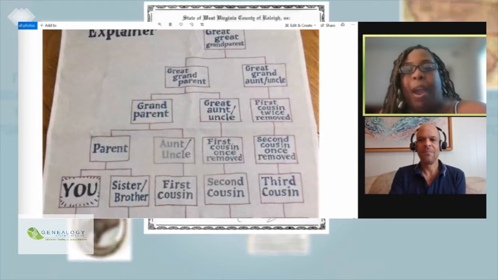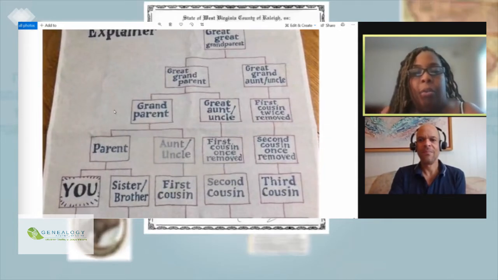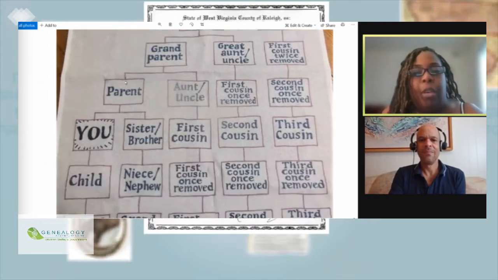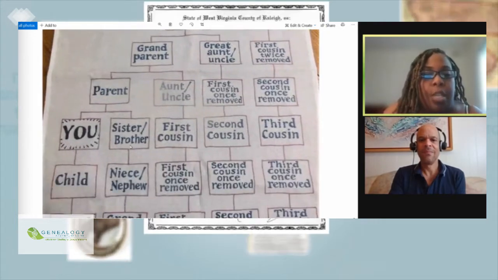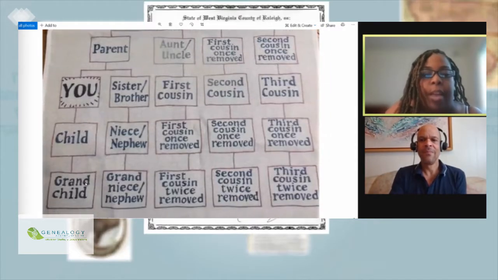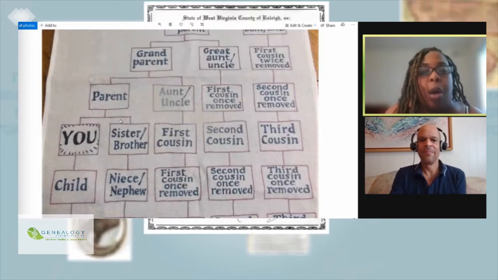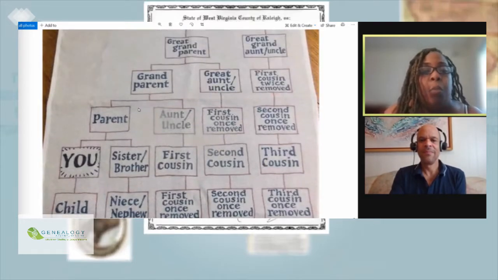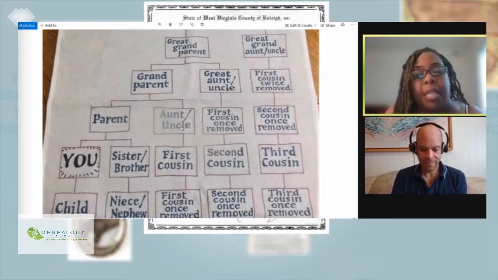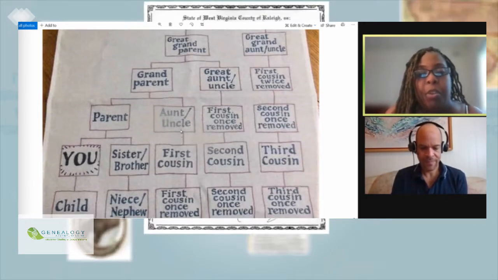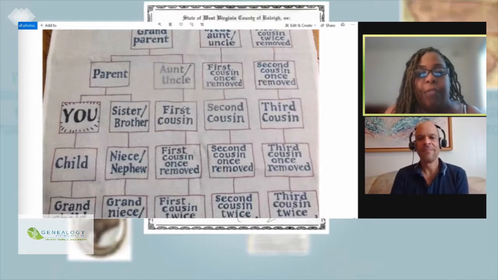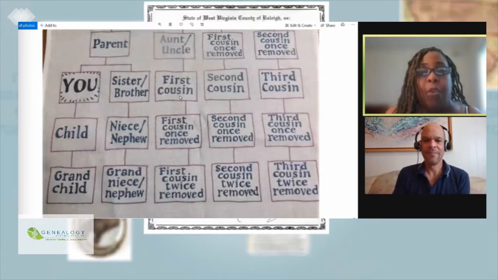This right here, showing the grandparents first, this is you, sister, brother, child, niece, nephew, grandchild, grandniece, nephew, and so on and so forth. That's all on you and your parent. But when you start going to your grandparents, when you're looking at your parents' sisters or brothers, that's when you start looking at the cousins. And that's first cousin once removed and so on and so forth.